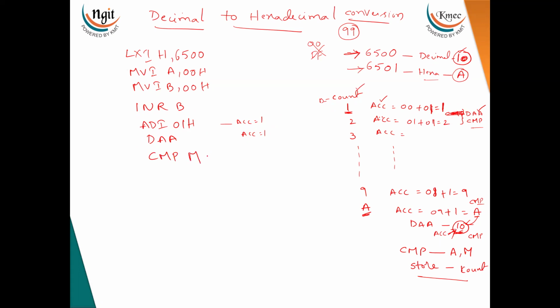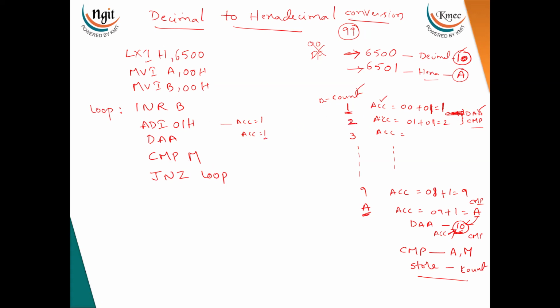So CMP M. If the accumulator value and memory value are both not matching, we need to add the 1 to the accumulator. So JNZ loop. Now where should the loop go? The loop should go to the increment B. Means for the first value, the accumulator value is 1 and the decimal value is 10, not matching.